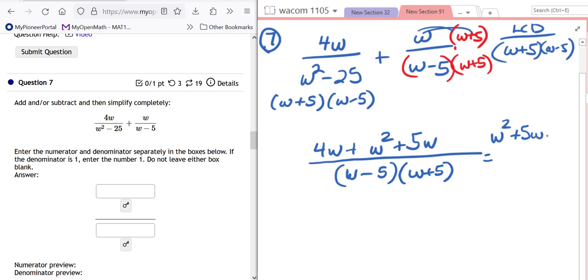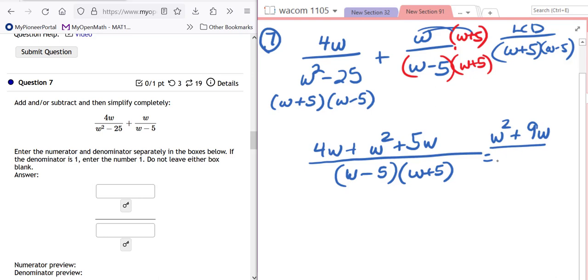So I have a W squared plus 5W. Wait a minute. Let me look close there. All right, I can go ahead and put those together. I was seeing that as a trinomial, which it's not going to be. Those are like terms. So I am getting a W squared plus 9W. Am I doing that right? Yes.